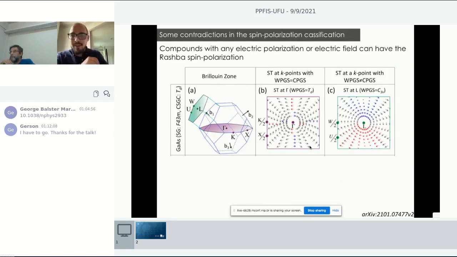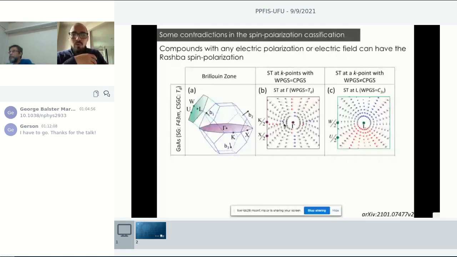But one of the things is that this compound was the one that Dresselhaus used to propose his model. So essentially, at the gamma point, which is the point that Dresselhaus used to make the effective model, we have a spin texture that is perpendicular and also at the same time parallel to the wave vector. And essentially, this is what we remember as the Dresselhaus spin texture.